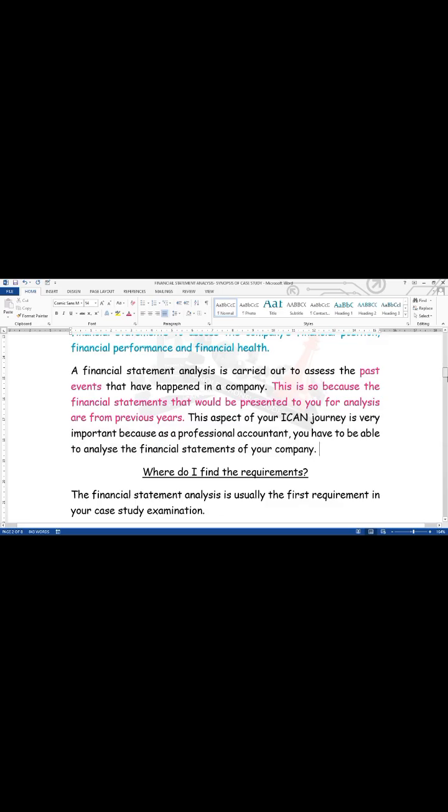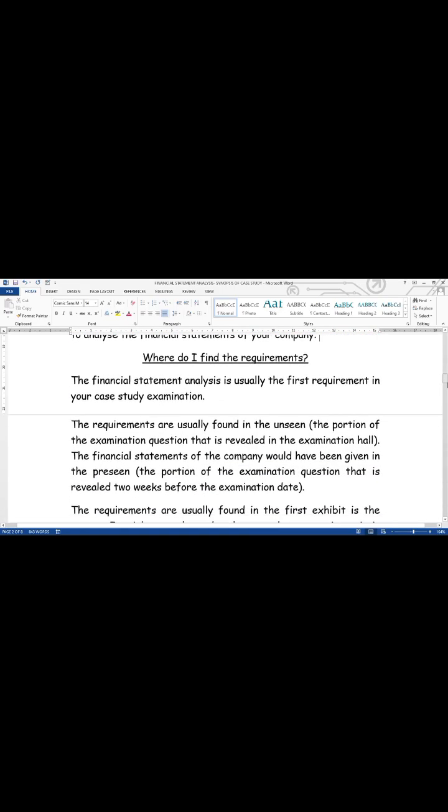So now the big question is, I know that I'm supposed to carry out financial statement analysis. Where do I find the requirement? Because you have to know where the requirement is, right? Like I said, most times the financial statement analysis is usually the first requirement. Yes. Now, I use the word usually because looking back at various case study exams that have occurred in the past few years, requirement one is usually on financial statement analysis, but anything can change. It's not a status quo, and the examiner has every right to bend the question the way they want to. They can, but most times, it's usually requirement one.